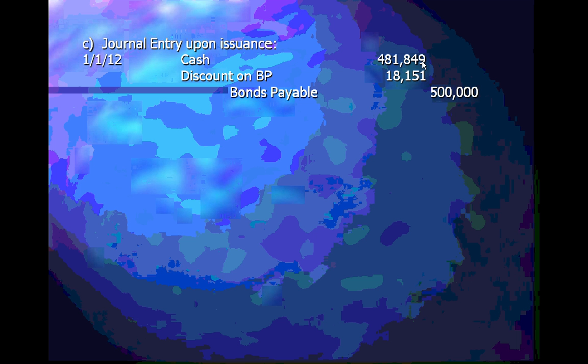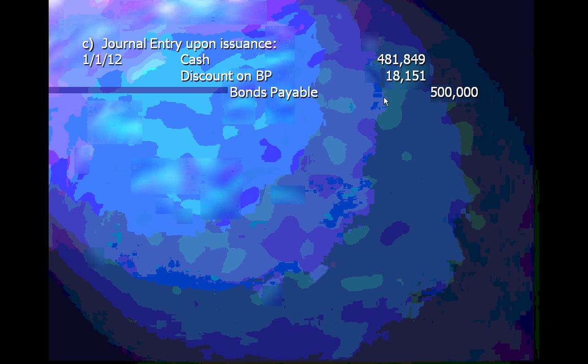We took in cash of 41,849. We actually have a liability of 500,000. This goes up with a credit. This one, cash, goes up with a debit. And so debits don't equal credits. We clearly have to have an extra debit that is called discount on bond payable. That is an owner's equity account that says 18,151, so that the debits equal this credit.